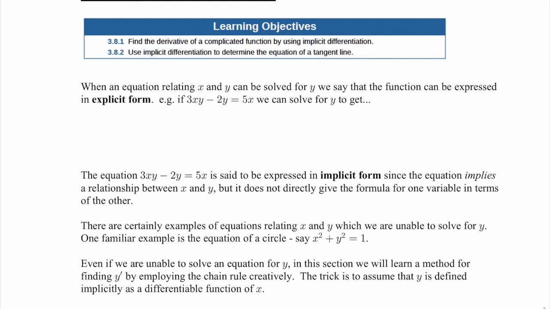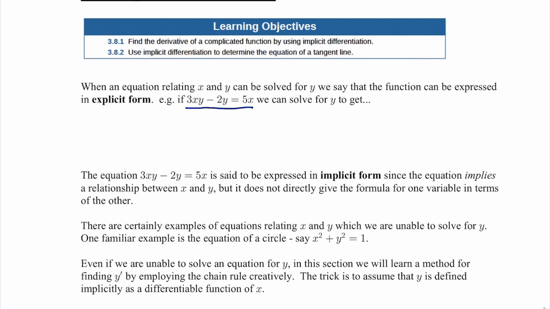So first we need to talk about the difference between implicit and explicit form of an equation. If we look at 3xy minus 2y equals 5x, the current form for that equation that I just underlined is called implicit form, because it implies a relation between the two variables, but it doesn't directly say what one is in terms of the other.